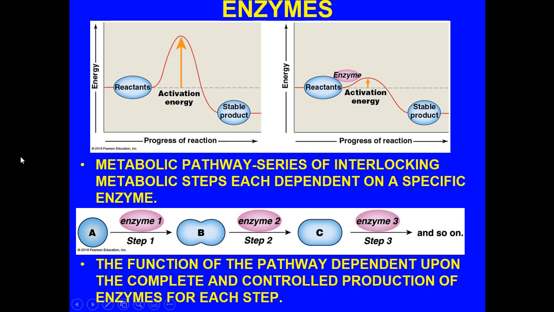Okay? Now, metabolic pathways are basically a series of interlocking metabolic steps, each dependent on a specific enzyme. So in other words, if I want to go from A to C, I have to first encounter enzyme 1, which will bring me through step 1 to make me into B. B will then be acted on by enzyme 2 in step 2, which will convert me over to C. Okay? Now I can continue this, so forth and so on. The function of the pathway is dependent upon the complete and controlled production of enzymes for each step.